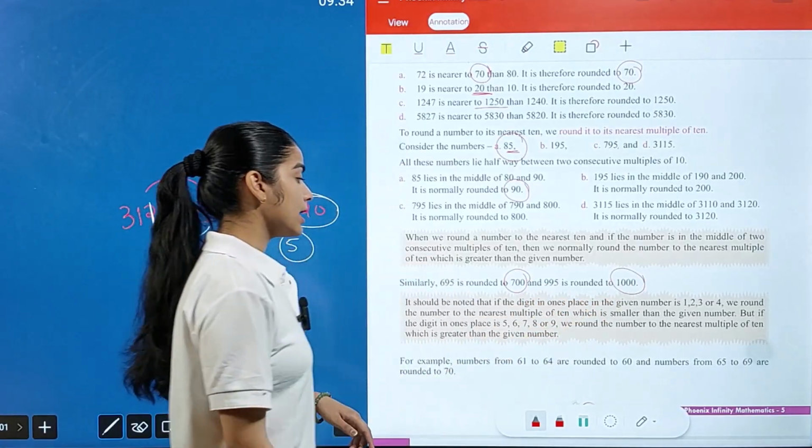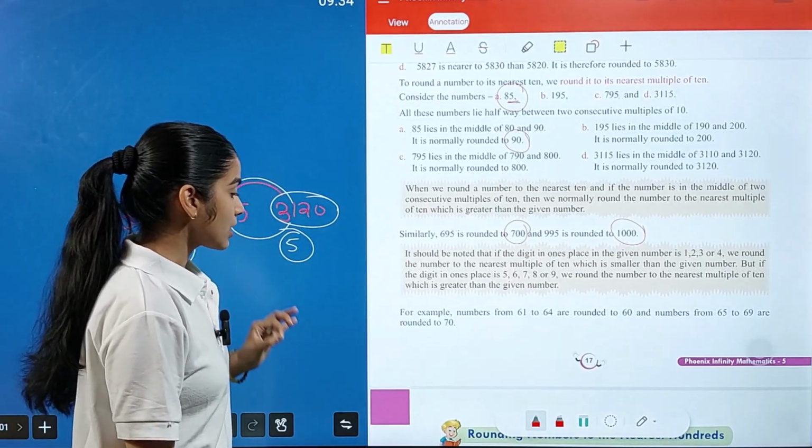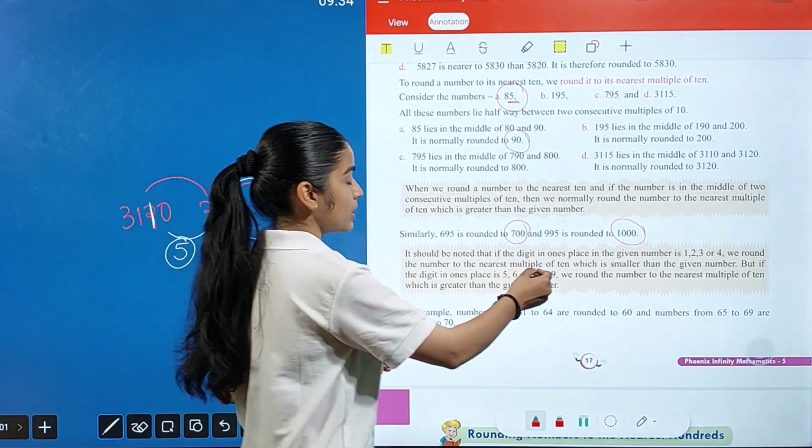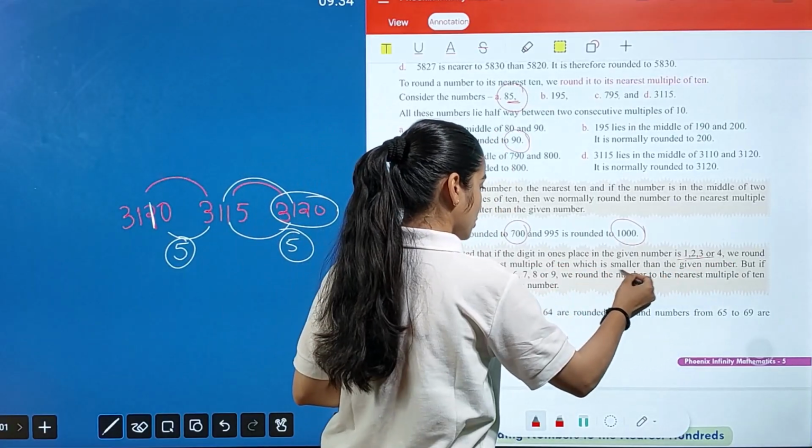It should be noted that if the digit in the ones place in the given number is 1, 2, 3, 4, we round the number to the nearest multiple of 10 which is smaller. If we have these numbers, then we have to shift to the smaller number.